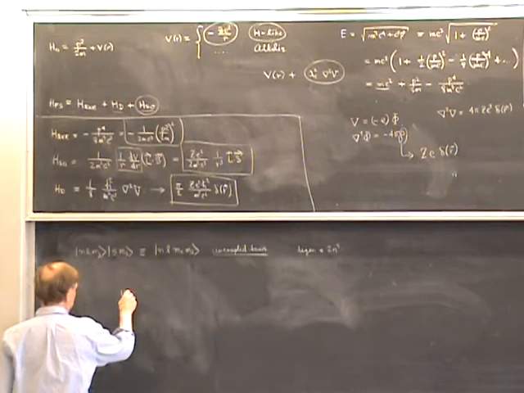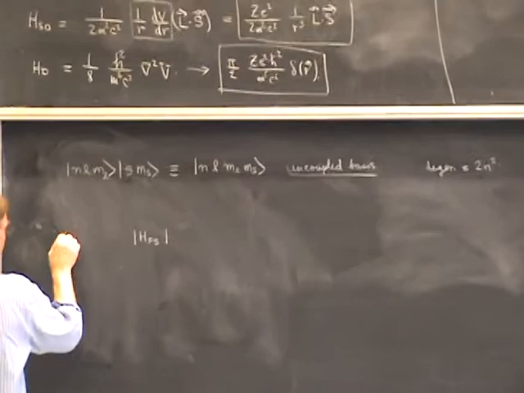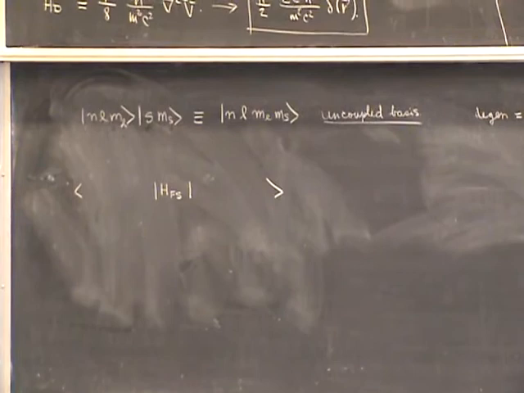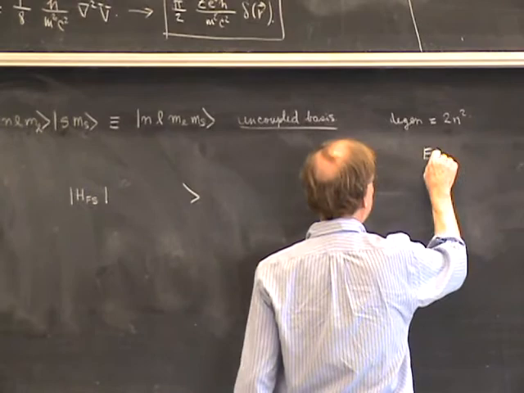Let's at least think about this at first. We want to form the matrix elements of the perturbing Hamiltonian inside one of the degenerate eigenspaces. The degenerate eigenspaces are determined, since the unperturbed energies only depend on n. They're determined by the principal quantum number alone.